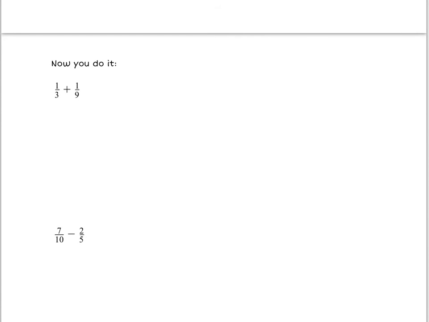So when I look at this one here, right away I know that 3 fits into 9. And to get 3 to 9, I do times 3. So I'm going to do 1/3 times 3, and I get 3/9. So now I have 3/9 plus 1/9 gives me 4/9. And that is the simplified fraction because nothing fits into 4 and 9 other than 1.